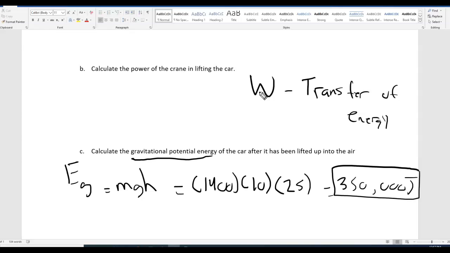Now, if the crane were to drop the car and the car were to fall all the way down to the ground, then it would lose that gravitational potential energy, and it would hit the ground with 350,000 joules of kinetic energy after it finishes falling. So remember, energy cannot be created or destroyed, but it can change forms like that. Hopefully you feel a little bit better about the work, power, and energy calculations after watching this video.